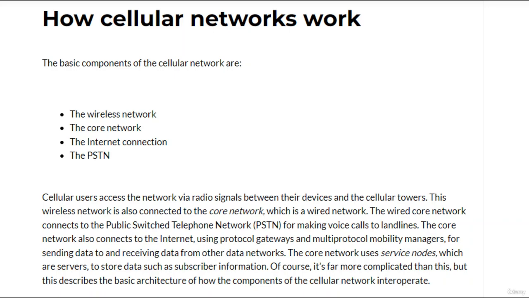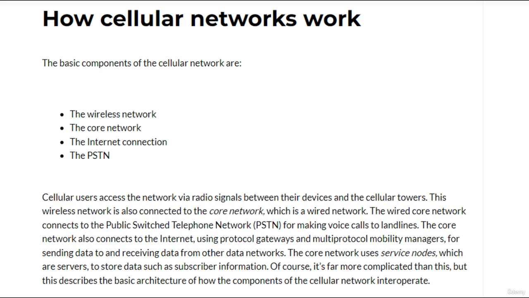How cellular networks work. The basic components of the cellular networks are the wireless network, the core network, the internet connection, and the PSTN. Cellular users access the network via radio signals between their devices and the cellular towers. This wireless network is also connected to the core network, which is a wired network. The wired core network connects to the public switched telephone network, PSTN, for making voice calls to landlines.